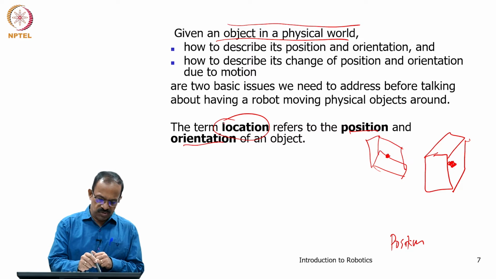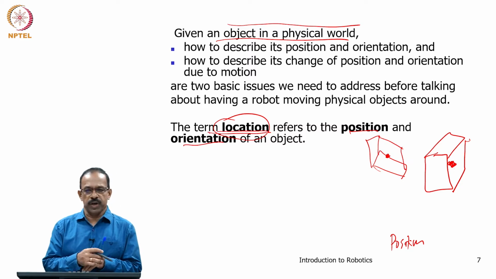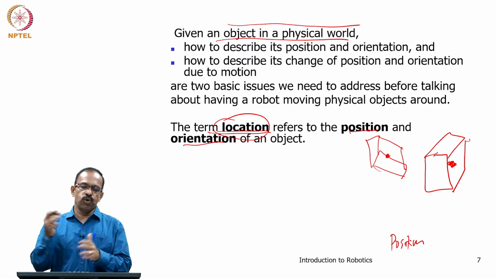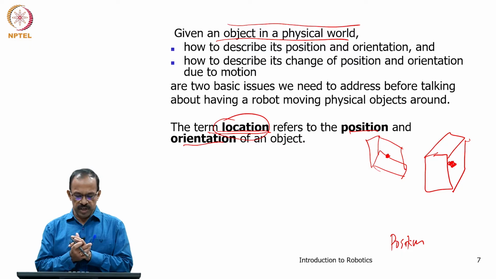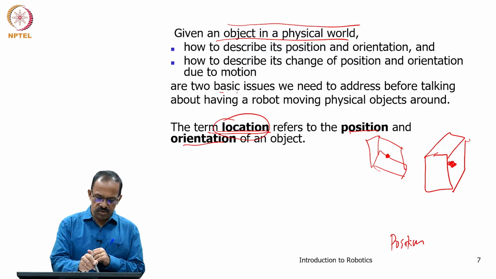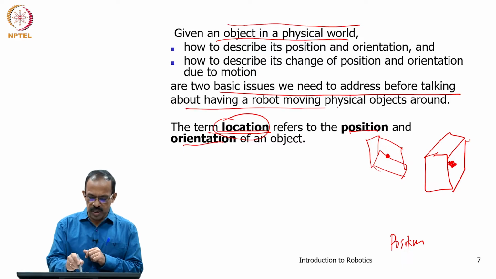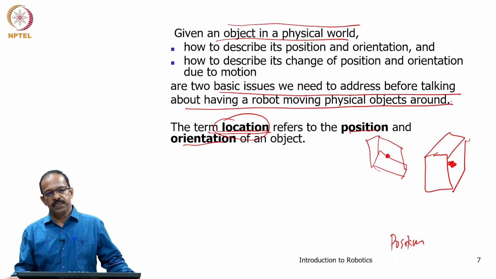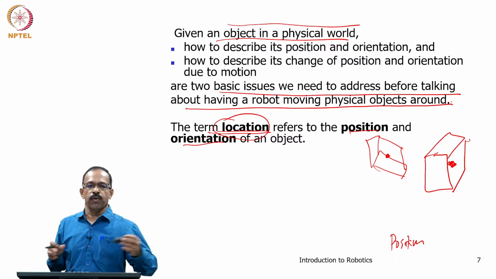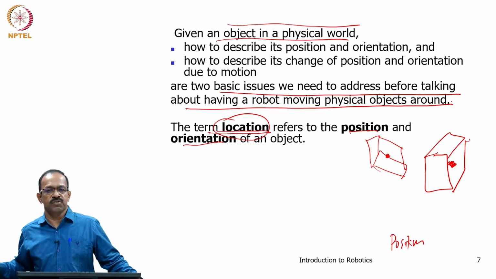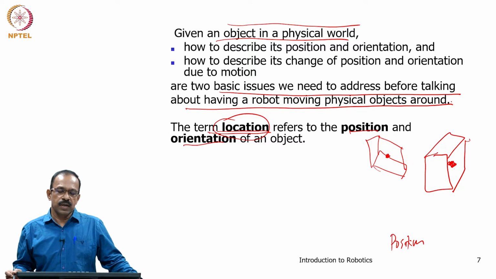That is where we try to see how we represent this object location in 3D space, and when it is moving from one location to another, how we represent this transformation of location. These are the two basic issues we need to address before talking about having a robot moving a physical object, because finally a robot is being used to move physical objects. I have an object here, I want it moved to here in a different orientation. How do I represent this in the case of robots? That can be understood only if we know how to represent 3D objects in space.